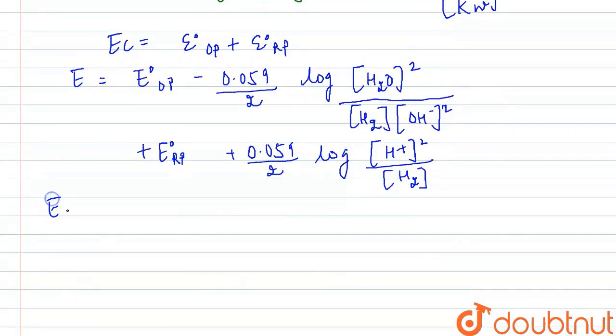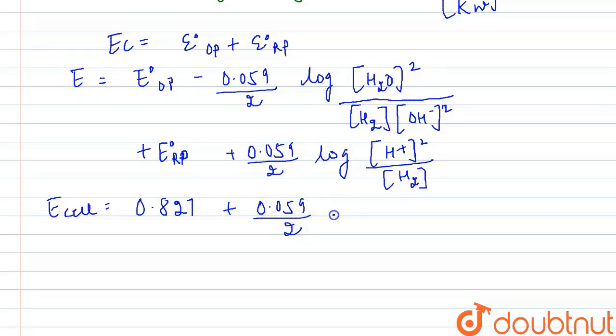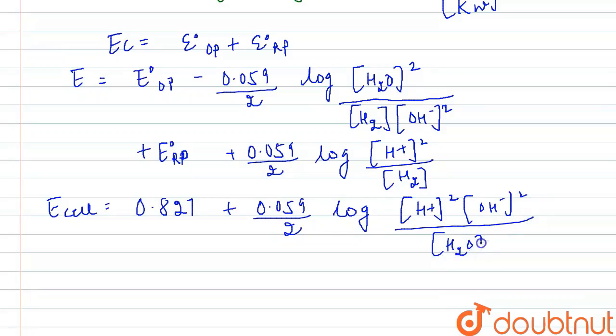So that means E cell will become what? Add all these values. So E cell will become equal to 0.827, which is E naught oxidation potential, because E naught reduction potential is 0. Then add the value 0.059 divided by 2. This is the common value here. It will become log H plus 2, OH negative raised to the power 2 divided by H2O square. Now from this we know that it will become log 1 by K.